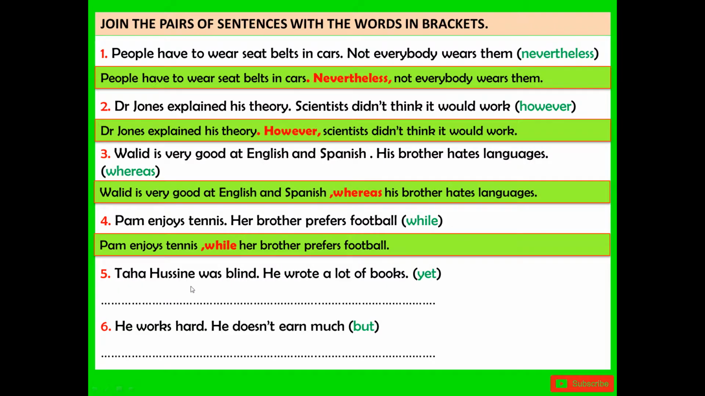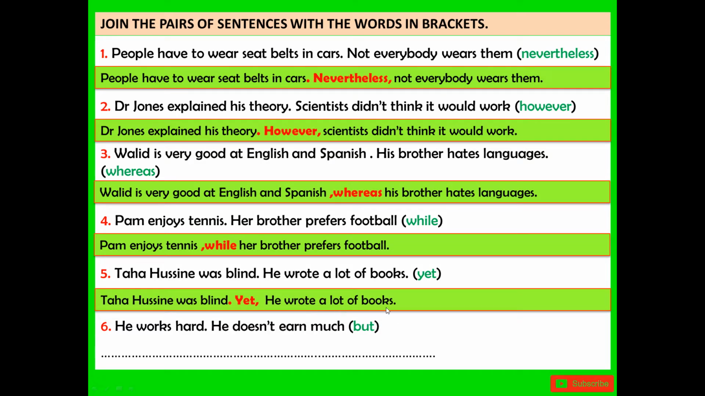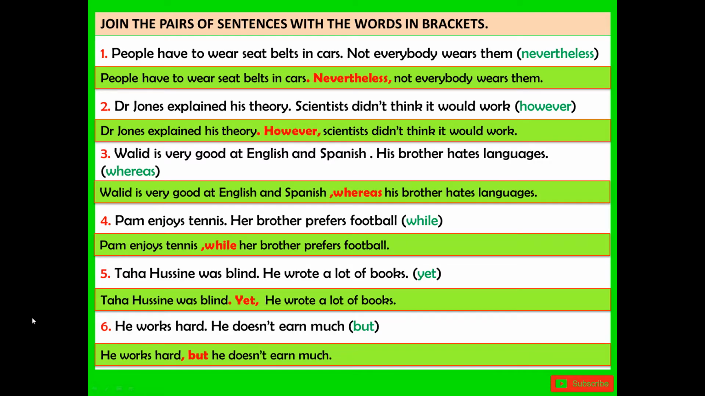Number five, Taha Hussein was blind, he wrote a lot of books. Yet. We can say Taha Hussein was blind, full stop, yet, comma, he wrote a lot of books. Last one, he works hard, he doesn't earn much. But. Do you remember the rule for but? Yeah, we need to put a comma before but. We can say he works hard, but he doesn't earn much.